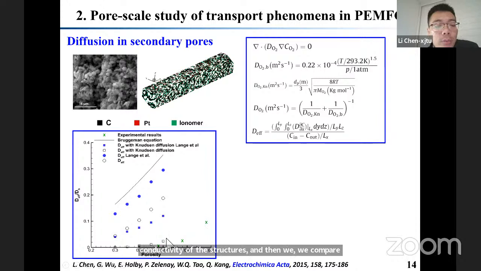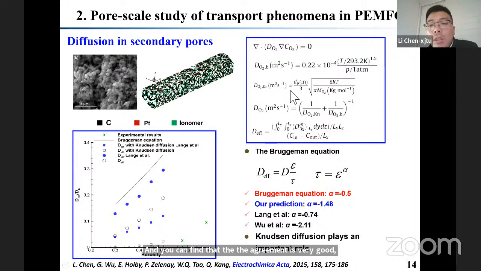And particularly, we need to consider the Knudsen diffusion. That means the pore size is very small. So compared with the collisions between gas particles, the collisions between gas particles and the walls are much more frequent. So we need to consider the mechanisms of the Knudsen diffusion.